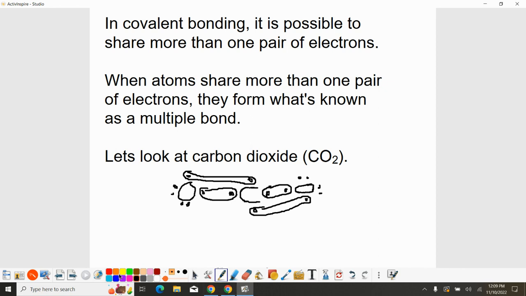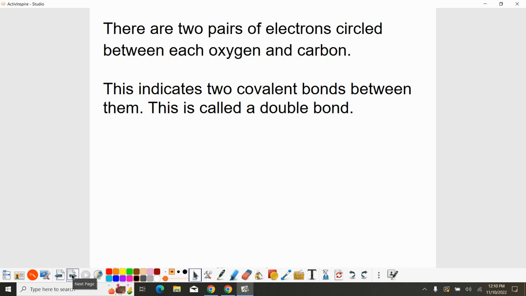But again, if we look at each carbon-oxygen pairing, if we look at this carbon-oxygen pairing over here, we've got 2 sets of electrons we circled between them. That's a double bond between those 2 atoms. If we look at this carbon-oxygen pairing over here, again, we've circled 2 pairs of electrons between them. That's a double bond on the other side as well. We can go up to triple bonds whenever we do this bonding thing.